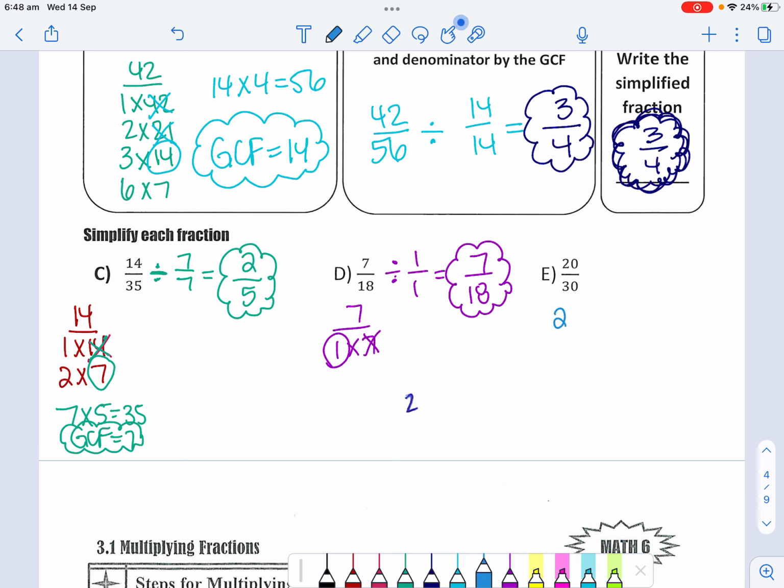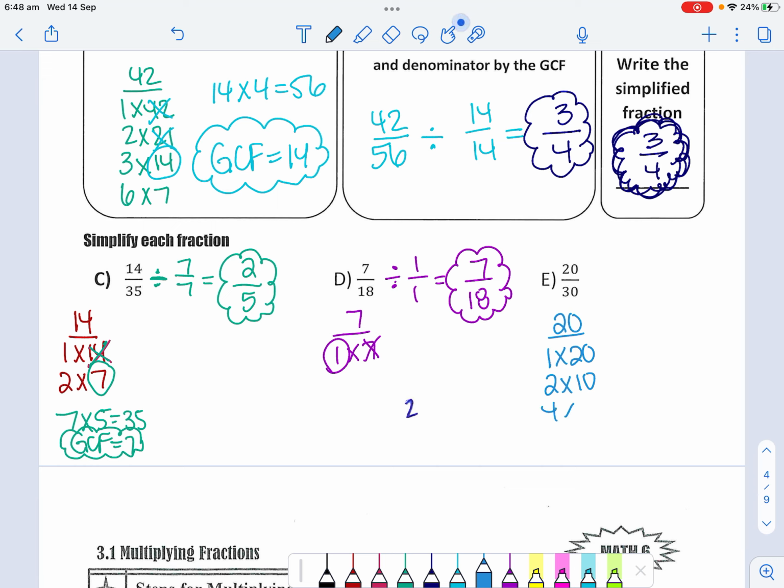For part E, I'm going to start with 20. So 1 times 20, 2 times 10, 3 doesn't work, and then 4 times 5. 20 does not go into 30, but 10 does. So I'm going to do divided by 10 over 10, and I get 2 over 3. And that's my final answer.